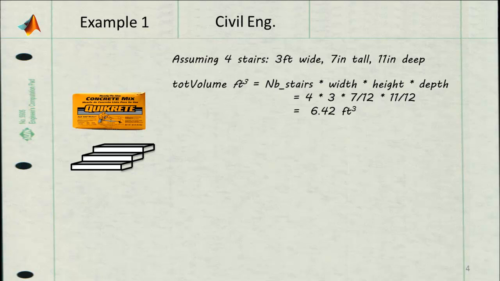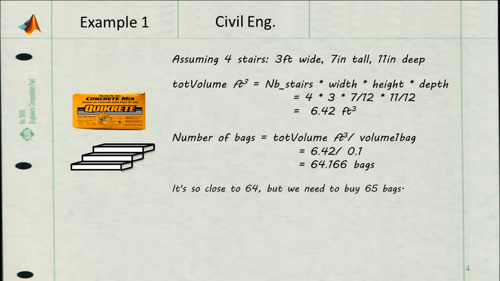So we end up with 6.42 feet cubed, and when we divide by 0.1, which is one bag, then we end up with 64 bags. It's so close to 64, but we still need to buy 65. Can you already guess which function we're going to use?